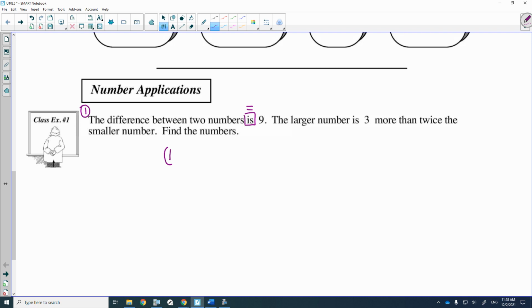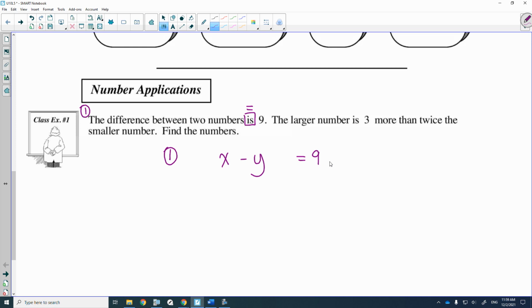So the first system, it says the difference between two numbers is 9. So it's going to be something is equal to 9. I'm going to choose x and y for my two different numbers. If the question was the sum between two numbers is 9, it would be x plus y is 9. Because it's difference, what does difference imply? Subtraction. So the first system would be x minus y is equal to 9. That is the difference between two numbers is 9.